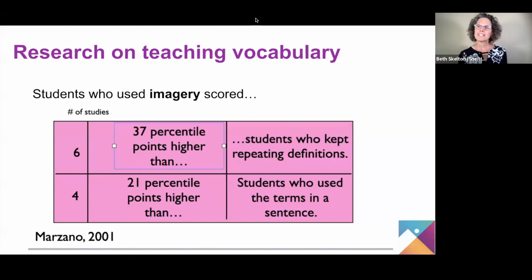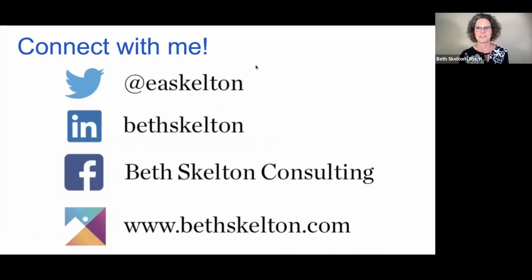So if you have to decide between having kids look things up in the dictionary or just put it in a sentence, I would suggest you go with imagery, some kind of imagery. And that might be your realia or your gesture or your drawing or your storytelling. All of those provide imagery. And that's where we get the research from Marzano.